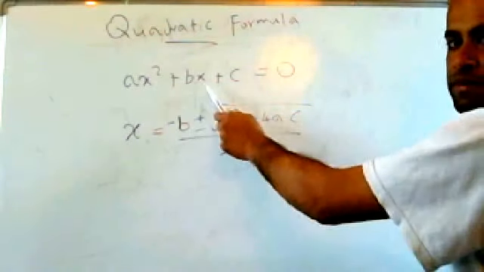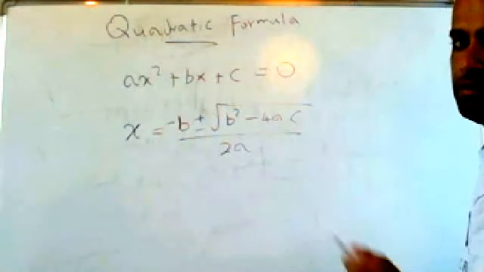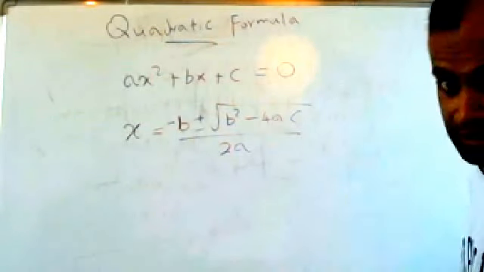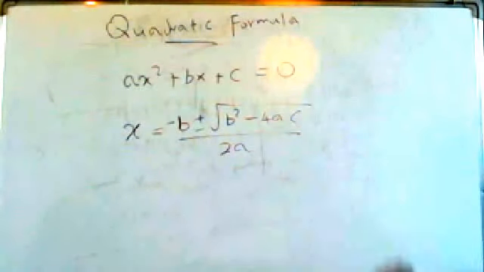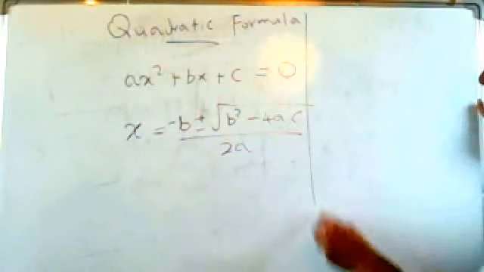So a here is the number in front of the x squared term, or the coefficient of x squared. b is the number in front of the x term, which is the coefficient of x, and c is the number at the end, basically, which is the number term in the equation. Okay, so that's the quadratic formula. Now let's try and do a question using the quadratic formula.